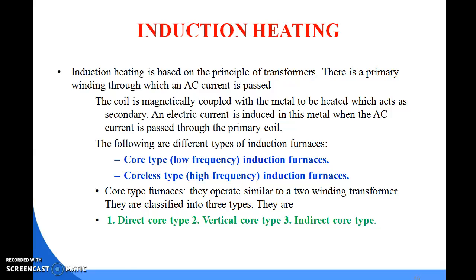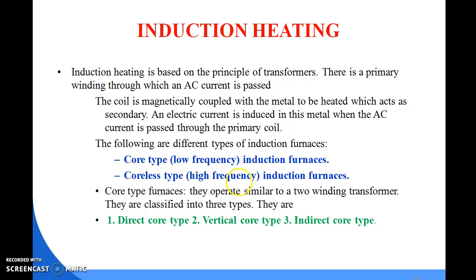An electric current is induced in the metal when AC current is passed through the primary coil. That means in the secondary it has some charge pieces. So when a current flows through the primary, ultimately in the secondary you will get some molten metal, because they are magnetically coupled. That's the point, they are magnetically coupled.